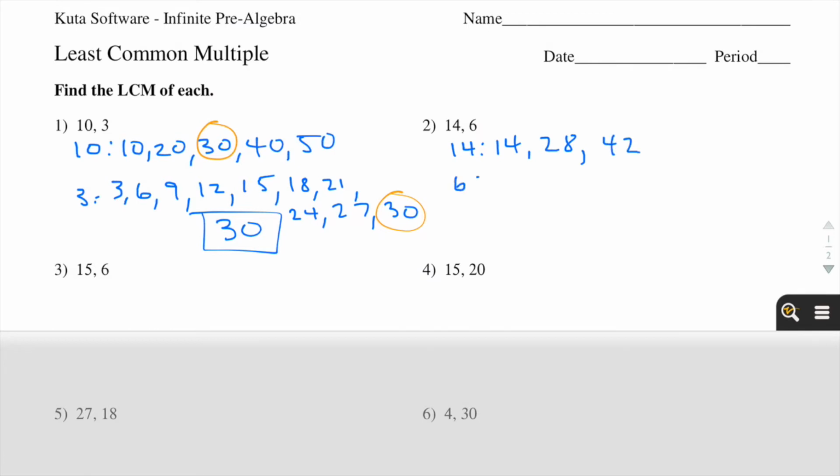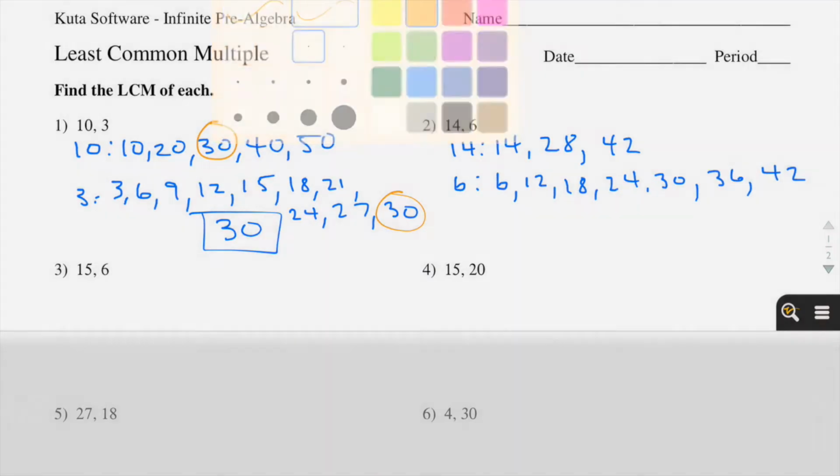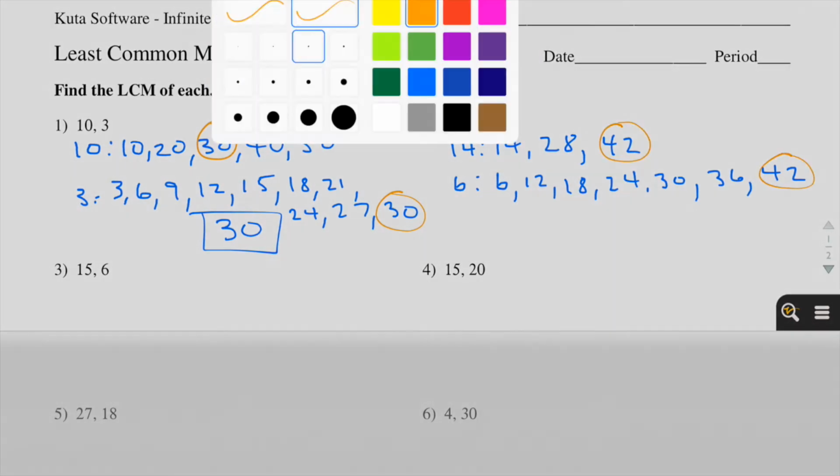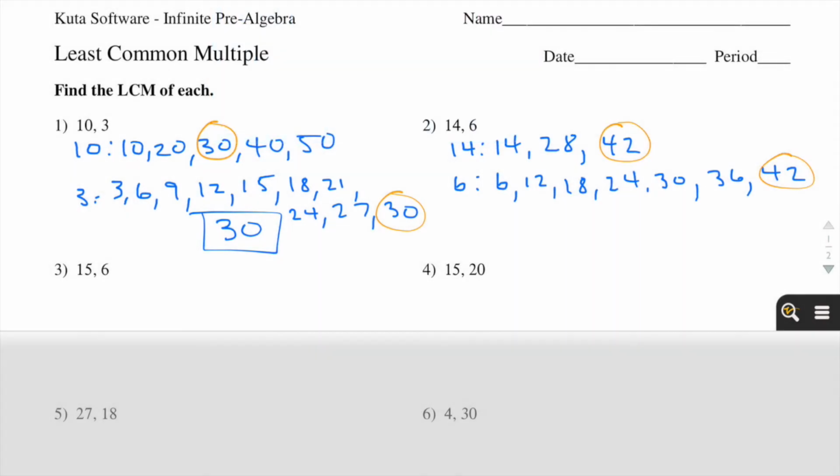Do 6. 6 times 1 is 6, 6 times 2 is 12, 6 times 3 is 18, 6 times 4 is 24, 6 times 5 gives us 30, 6 times 6 is 36, 6 times 7 gives us 42. Well, we can stop there because they already both share 42. So our least common multiple for 14 and 6 is 42.